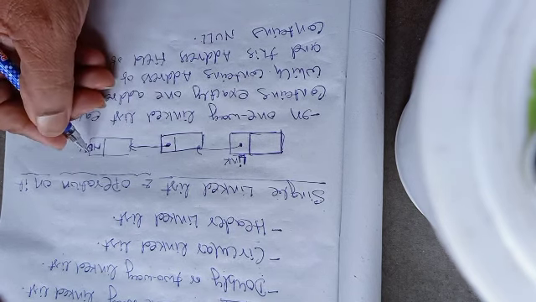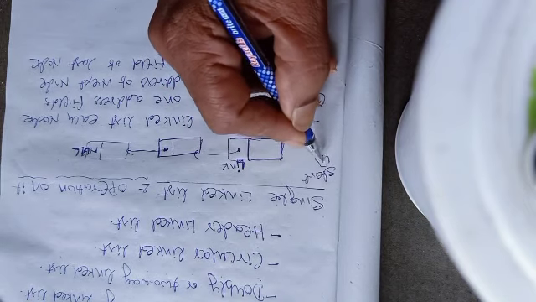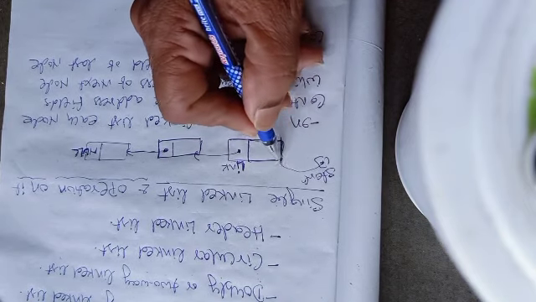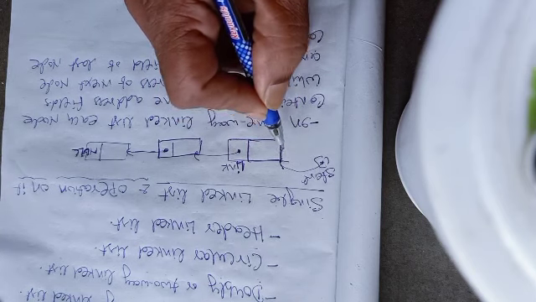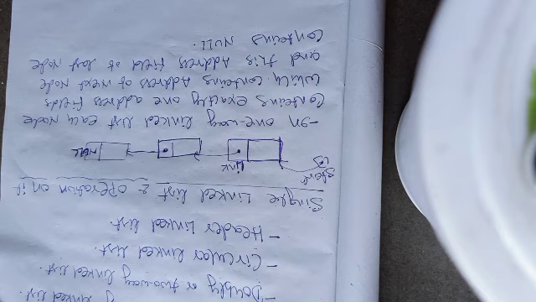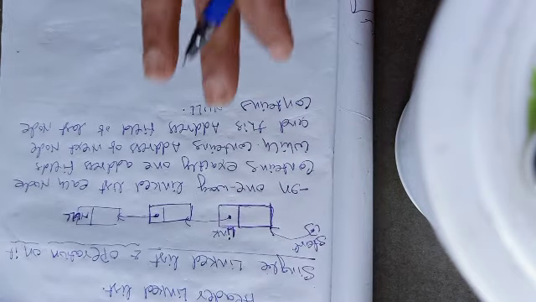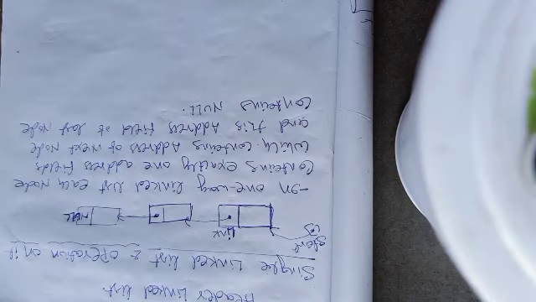So in a one-way list we can travel only in one direction. That means first we get the address of the first node from a special variable known as start, and then we can traverse the entire linked list in one direction only. So it is known as one-way linked list. This is what one-way linked list is all about.